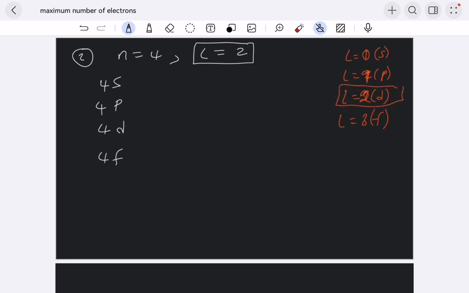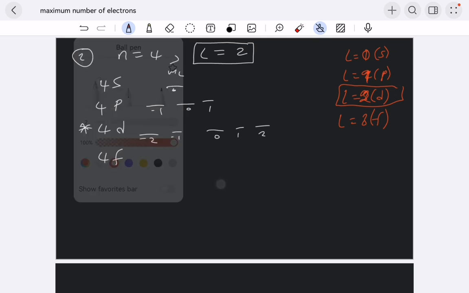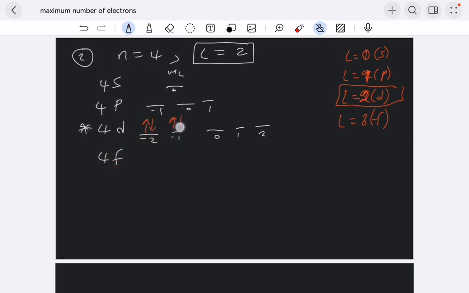So how do we go about it? We know that according to ML, we have the values for each orbital. Because they're focusing on the D, we are here on the D, where ML is negative 2, negative 1, 0, 1, 2. How many electrons are there in the D? 1, 2, 3, 4, 5, 6, 7, 8, 9, 10. Therefore, the number of electrons is 10. That's the maximum number of electrons that will satisfy the given condition.